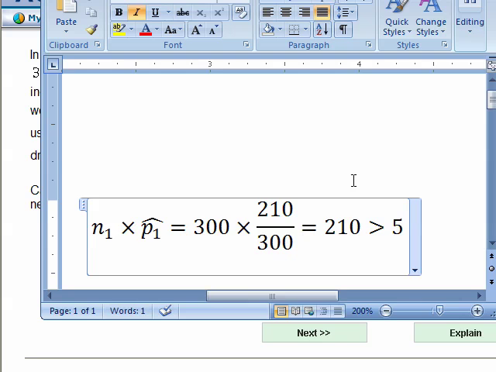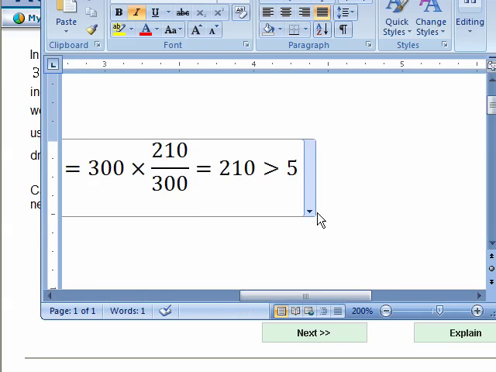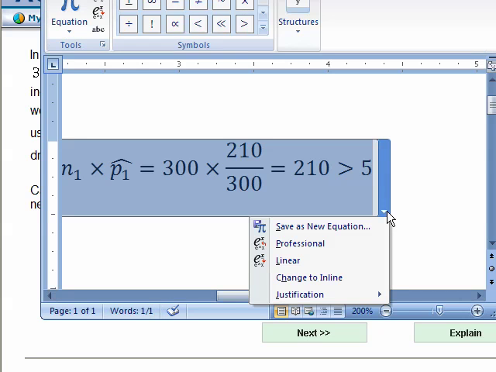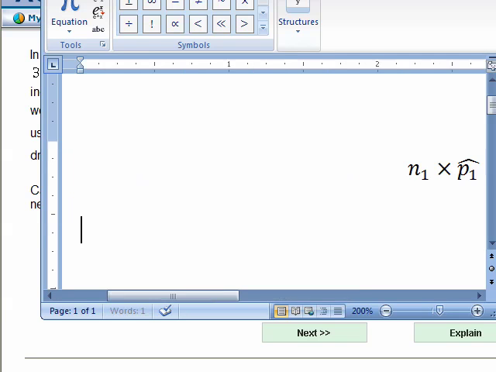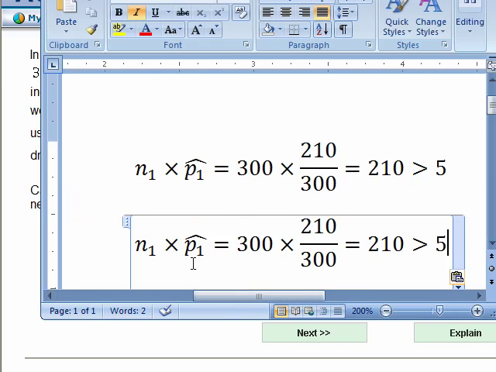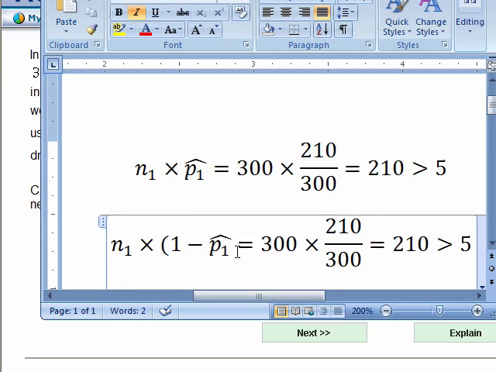And then they also ask us to check for the following case when we have the same creature, instead of N1 times P1 hat, they have N1 times P1. I wonder if I can copy this whole thing. I think we can. I'm going to try it. Yippee! Instead of having N1 times P1 hat, instead we have 1 minus that value.